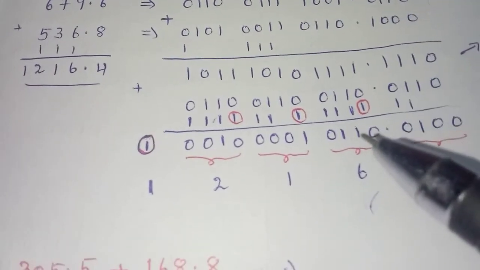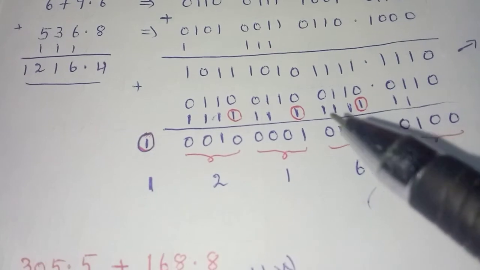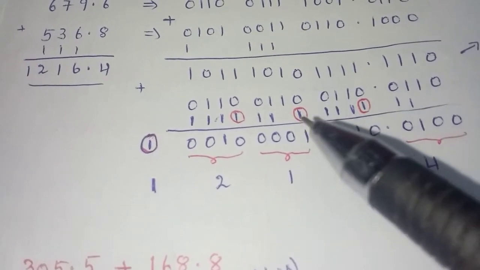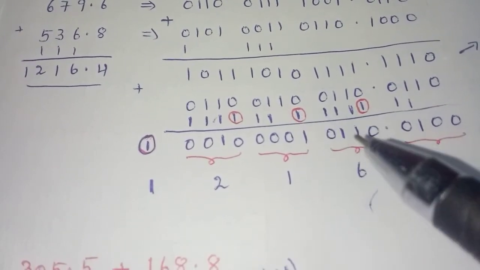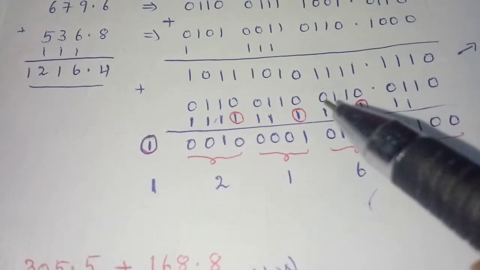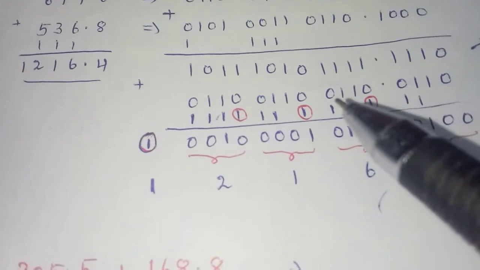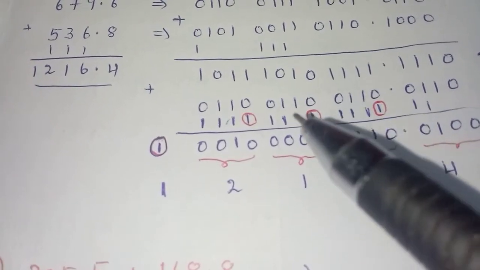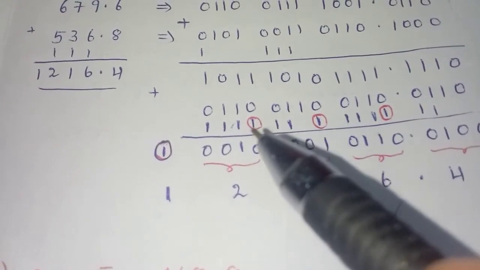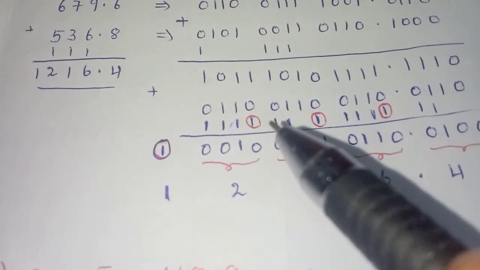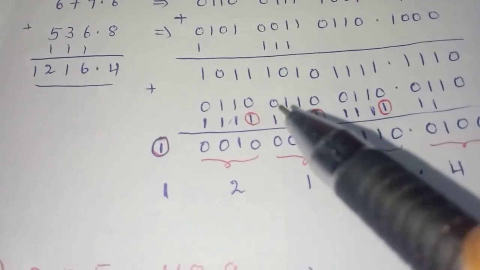Now if you observe the sum 0 carry 1, sum 1 carry 1, sum 1 carry 1, once again there is a carry here, sum 0 carry 1. That means you need not add. Why? Because this group also, we have already added 6 here. Then 1 sum 0 carry 1, sum 0 carry 1, sum 0 carry 1. Here also there is a carry, but we already added 6 here.